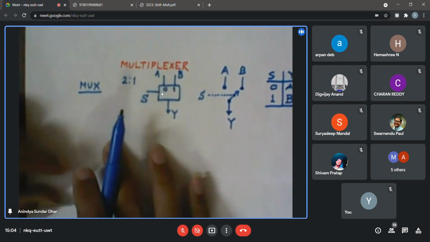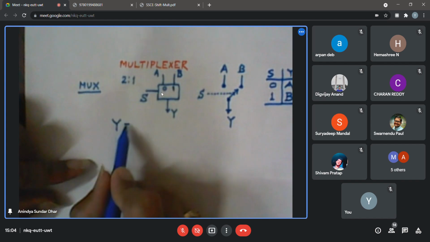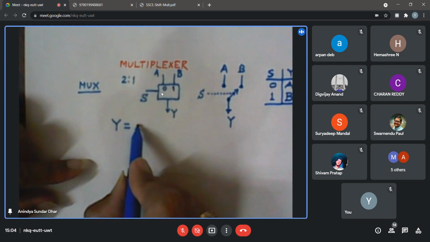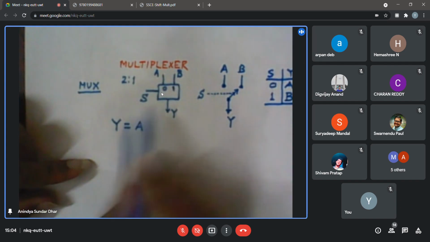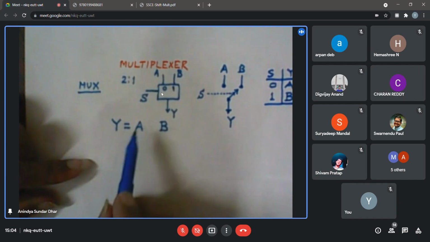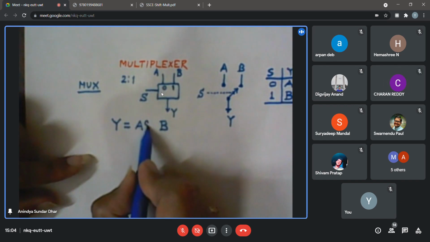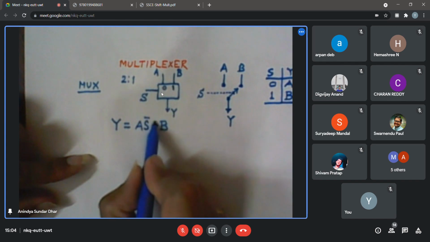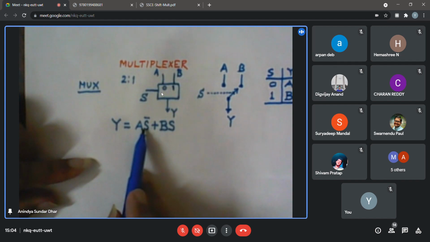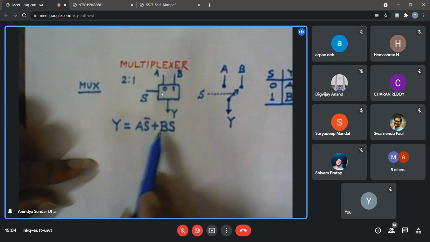But what will be the logical expression for Y? If I try to write down the Boolean expression of Y, how should I write it? When S is 0, it will be equal to A, and when S is 1, it will be equal to B. So can I write a logical expression involving A, B, and S? It will be A S bar plus B S. It indicates that if S is 0, the first term becomes true, so Y will become A. Otherwise, if S is high, it will be equal to B.